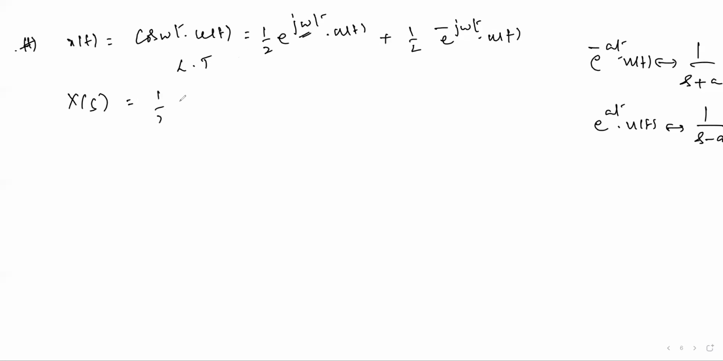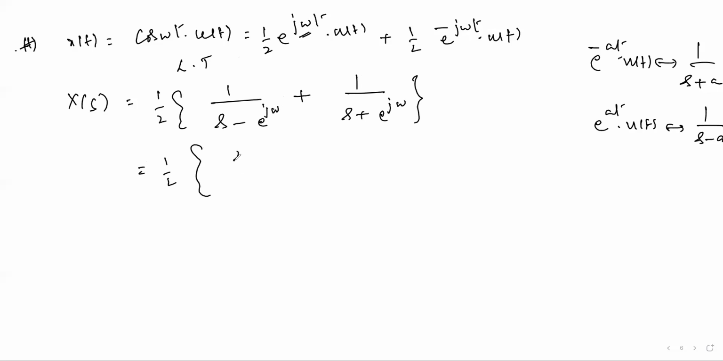So this one can be written as 1 by s minus j omega. Here plus is there means minus. Next term, minus j omega is there, that way plus you will get. Let us simplify. This is s plus j omega plus s minus j omega. Second term is minus j omega.